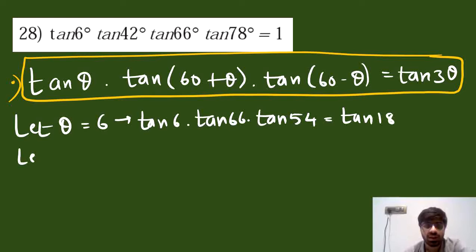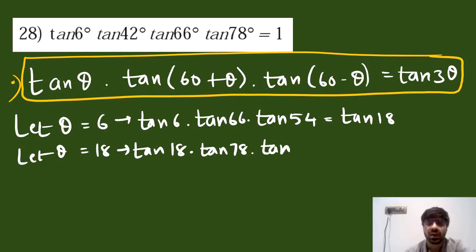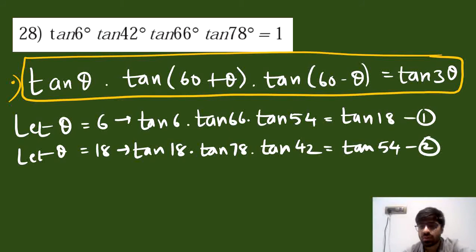In a similar way, try putting theta as 18. So when you do that, you have tan 18 into tan of 60 plus 18, which is 78, into tan of 60 minus 18, which is what? 42. That is equal to tan of 3 into 18, which is equal to 54. This is equation 1, this is equation 2. You can multiply the two equations.